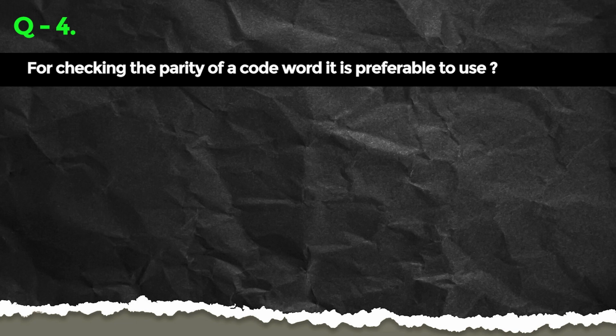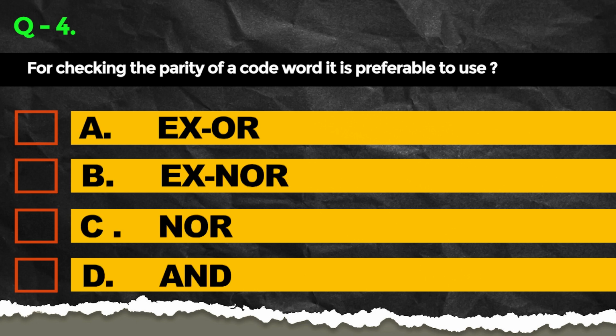Therefore, option C. For checking the parity of a code word, it is preferable to use which gate? You have got four options: exclusive OR gate, exclusive NOR gate, NOR gate, and the last option is AND gate. As discussed already, for checking the parity, we use the exclusive OR gate. If the code word has an even number of ones, using an exclusive OR gate, the parity checker will give a result of 0, and if it has an odd number of ones, the output will be 1.